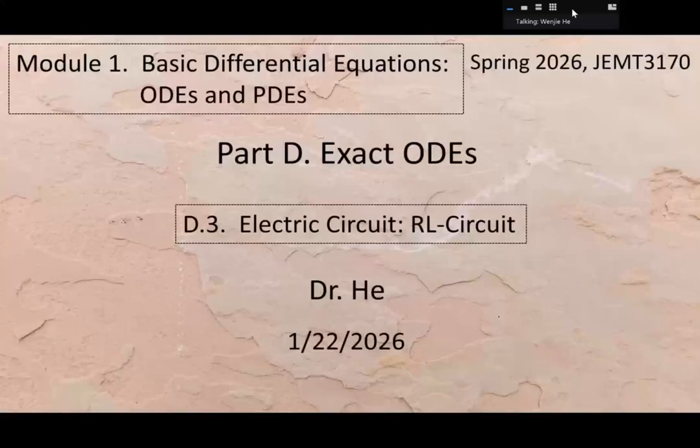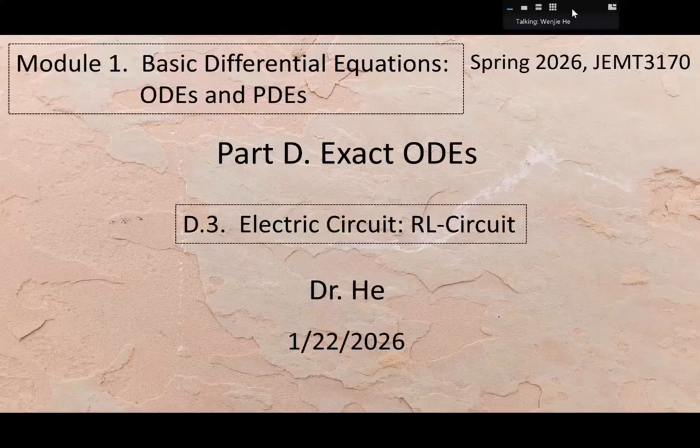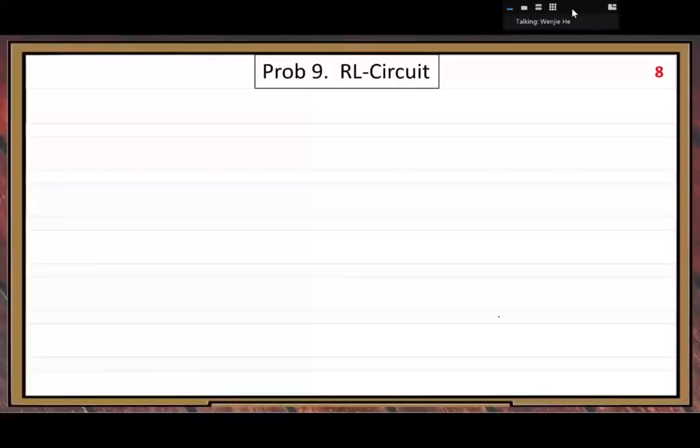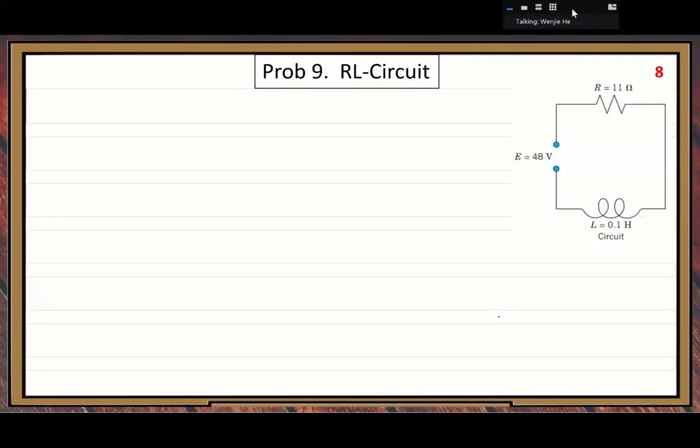Now, let's work on some application problems. The first type, a relatively simple one, is the RL circuit. You have a resistor, you have an inductor, you don't have a capacitor. So RL, only two types of devices. Look at this diagram. E equals 48 volts.